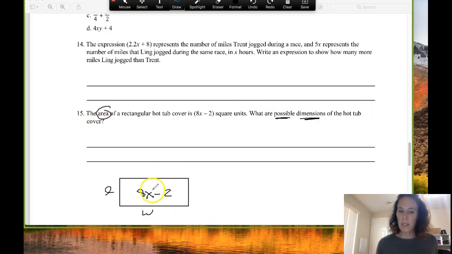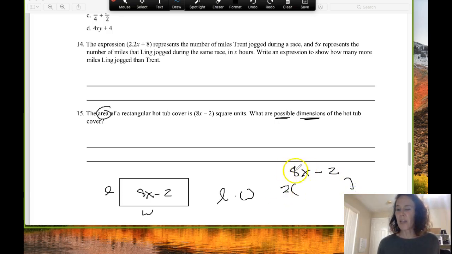Well, to get this area, I had to do this times this. I had to multiply two things to get this. So what could I possibly have had to get this? So here's what I would do with this. Two things multiplied together to give me 8x minus 2. Let's go ahead and factor out the greatest common factor. So what's the biggest term that divides into 8 x's and 2? Let's look at the constants, okay? What's the biggest term that divides into 8 and 2? It's 2. 2 divides into 2 and 2 divides into 8. So I'm going to pull out a 2.